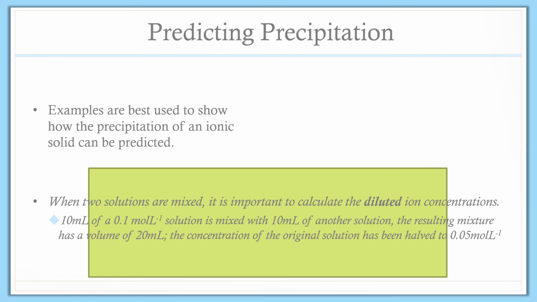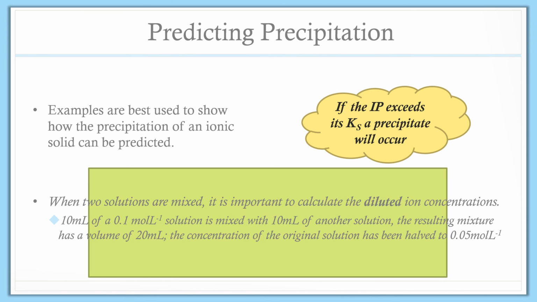And when you're combining these solutions, it's important to use the combined volume to get the diluted ion concentrations. So you should be using dilution factor calculations when you do these as well. For instance, if you've got 10 milliliters of a 0.1 molar solution mixed with another 10 milliliters of another solution, the resulting mixture will have a greater volume than either of the two solutions did before, which means it will have a different concentration. The concentration of the original solution has been halved to 0.05 moles per liter. So just something to keep in mind.